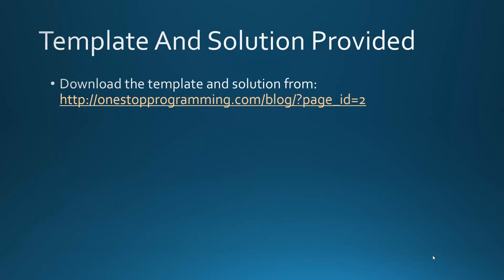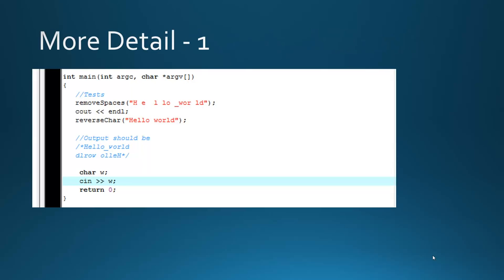So this is where the template can be provided. This link will be in the description. That's pretty self-explanatory. This is part of the template here, and this is the main function where we just test the removeSpaces function and the reverseCharacters function. These should print the output shown below.